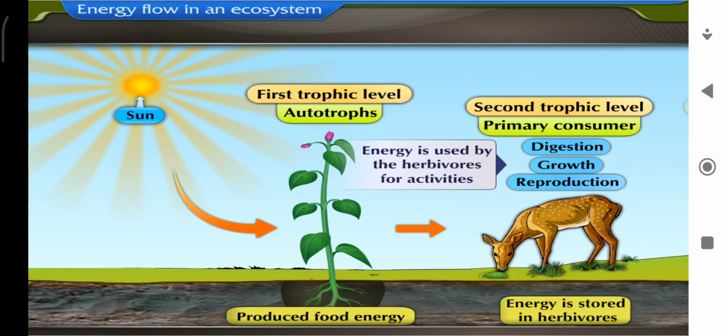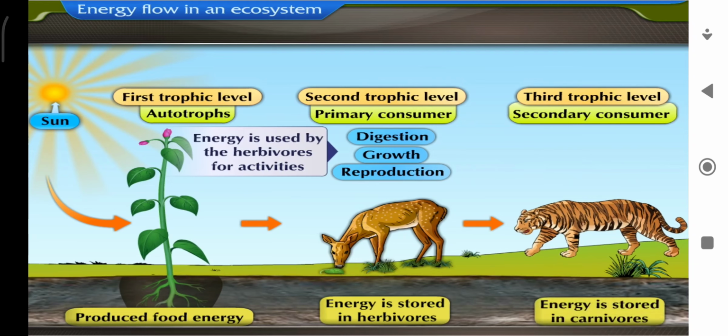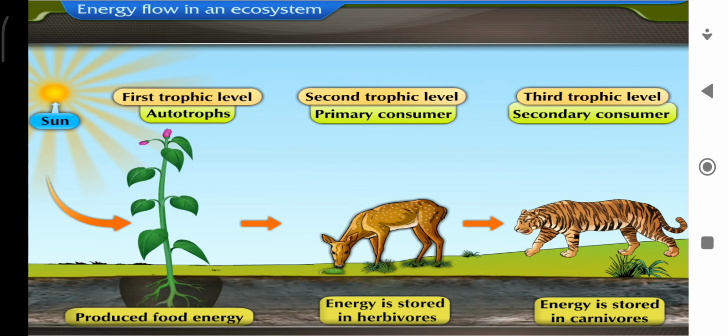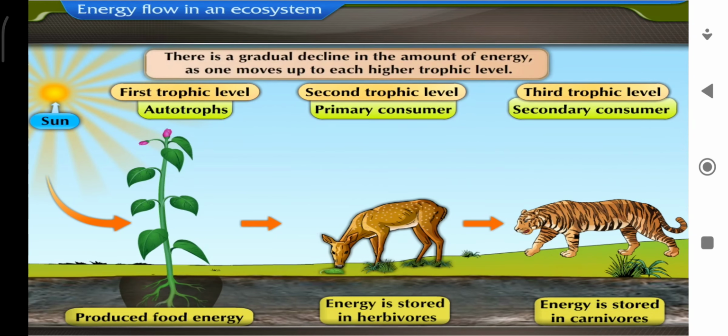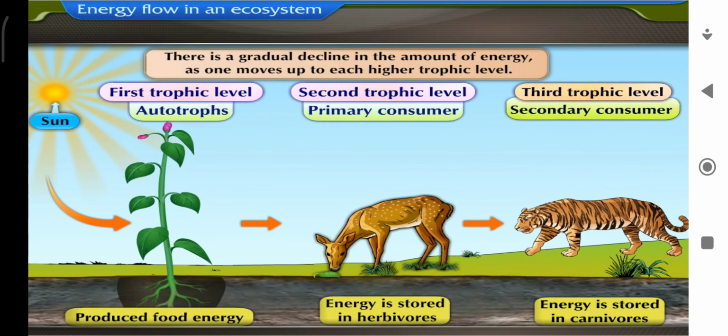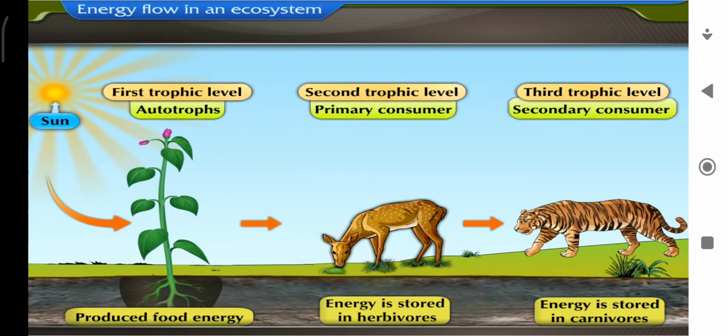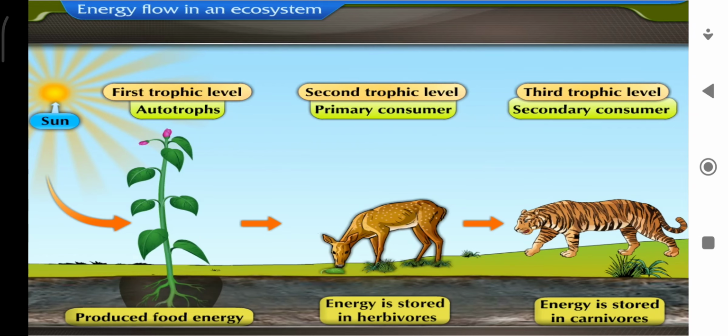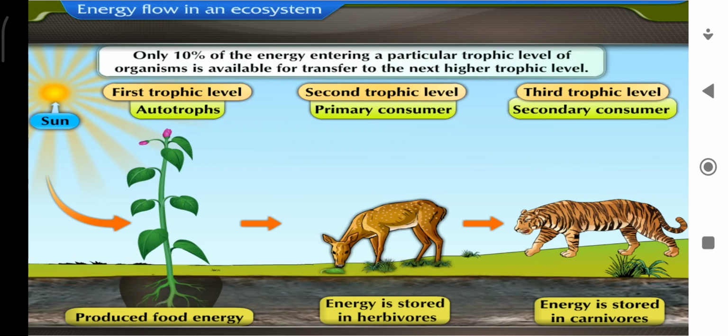When the herbivores are consumed by the carnivores, a part of the energy is used up by the carnivores for their metabolic activities and growth, while most of it is released as heat energy. There is therefore a gradual decline in the amount of energy as one moves up to each higher trophic level. This is because at each level, energy is lost in the form of heat. The loss of energy in the food chains is explained by a law which states that only 10% of the energy entering a particular trophic level of organisms is available for transfer to the next higher trophic level.